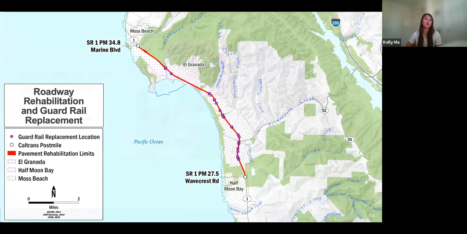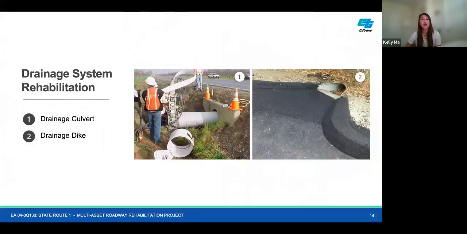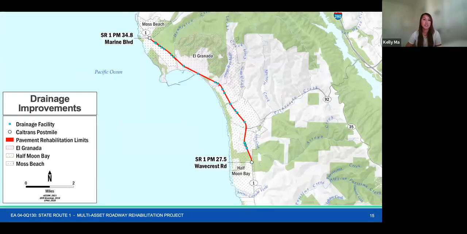The next slide, we go over images of our drainage system rehabilitation, such as improvements to repairing damaged culverts, upgrading pipe sizes, as well as cleaning existing drainage facilities and drainage inlets. And the next slide then shows the drainage system improvement locations. So as you can see on the map, the proposed locations are shown in blue dots.